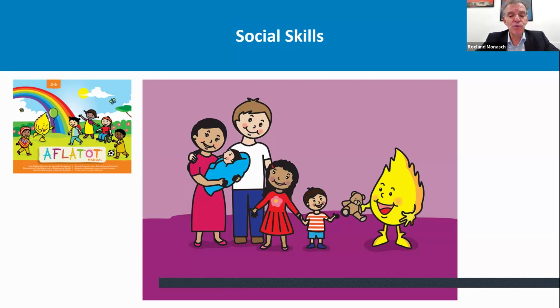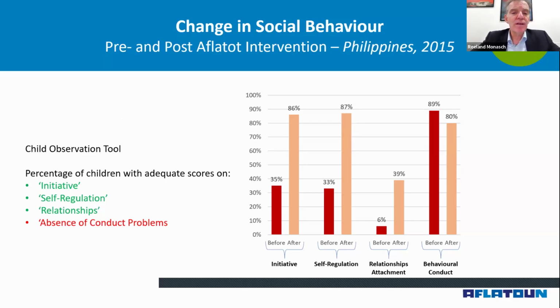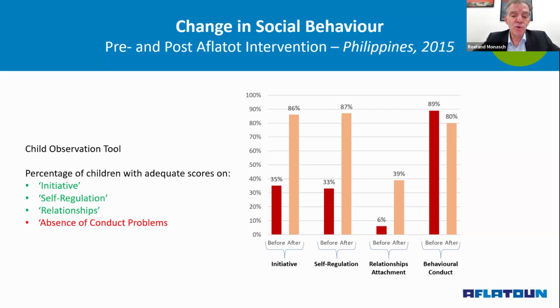And I'd like to zoom in first on the social skills. And in the initial period when we developed AflaTot, we did a pre and post intervention in 4 countries, and I'll come to the other countries, but this is a tool, a child observation tool before the intervention and after the AflaTot intervention. And we looked in the observation tool at, does the child develop initiative, self-regulation, relationships with others, and other conduct problems. And there was, as I mentioned, a child observation tool, and about 20 minutes was spent with each of the children and the parents.